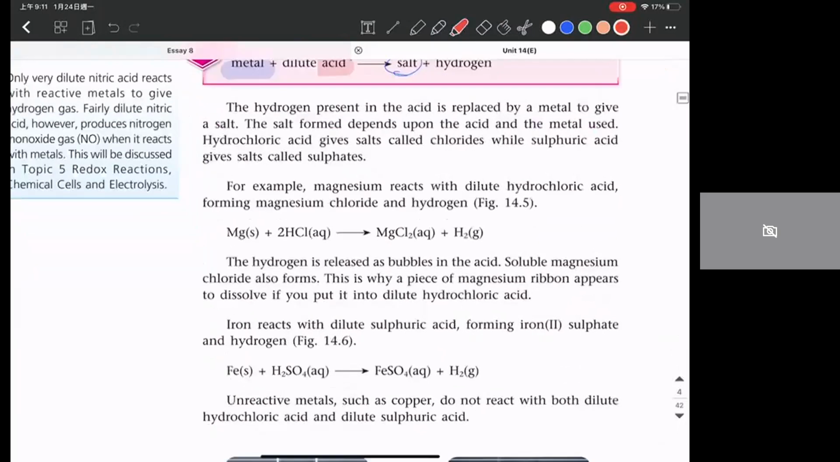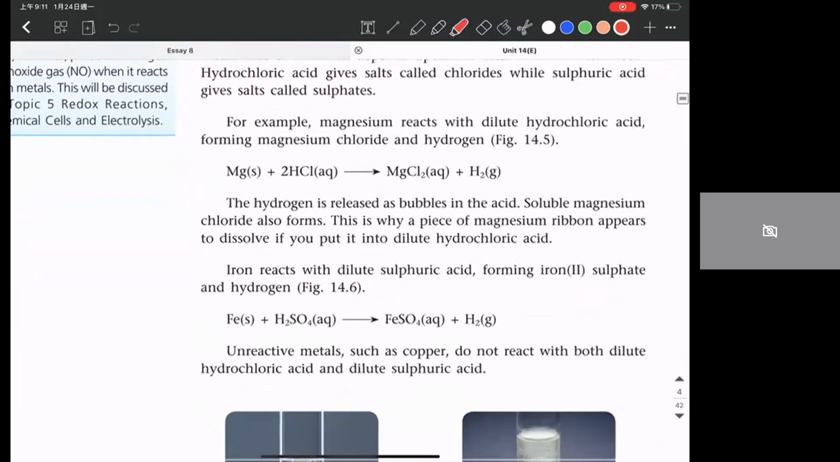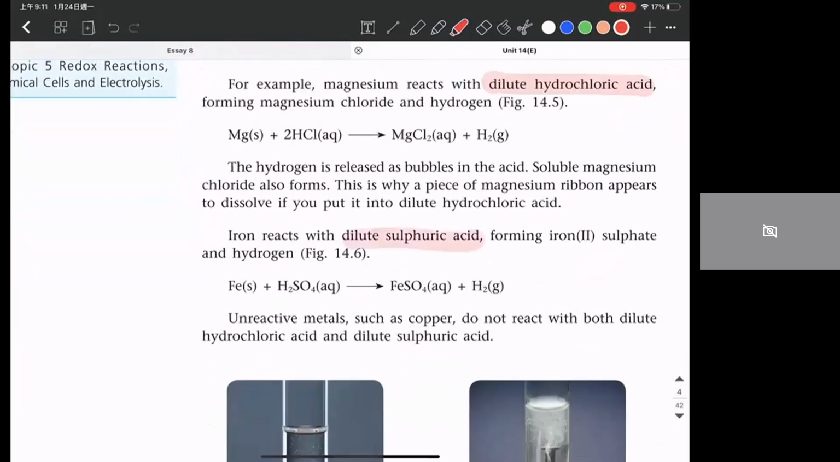Now, take a look at these 2 equations. In one of them I use dilute hydrochloric acid. The other one I use dilute sulfuric acid. So what are the common points? Hydrochloric acid contains chloride ion, so the salt formed will have chloride. The sulfuric acid will have sulfate, of course, so the salt will have sulfate. How about the metal? Magnesium metal will form Mg here. Iron will form the salt iron 2 sulfate. What is left behind? Yes, that's right.